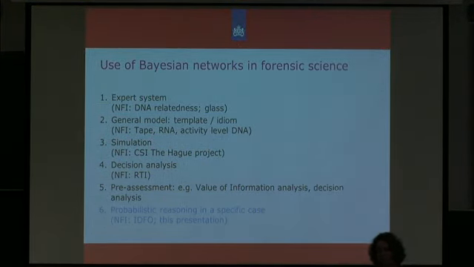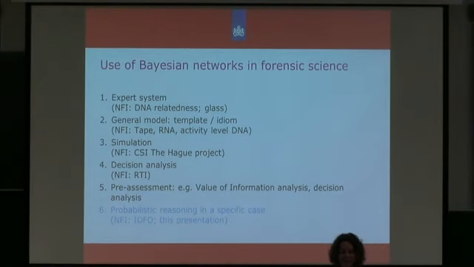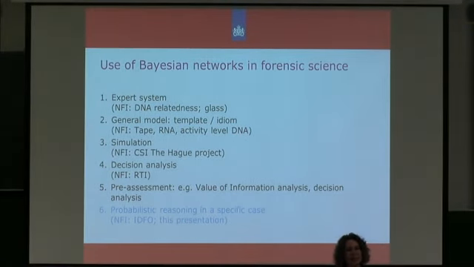So this talk is about Bayesian networks in forensic science, and I think there are many ways that these networks can be useful. For example, we can use them as an expert system, simply as a probability calculator. At the NFI we have a system called Bonaparte, and it uses Bayesian networks for DNA relatedness analysis. Also, Peter presented some ongoing research where we use it for glass evidence.